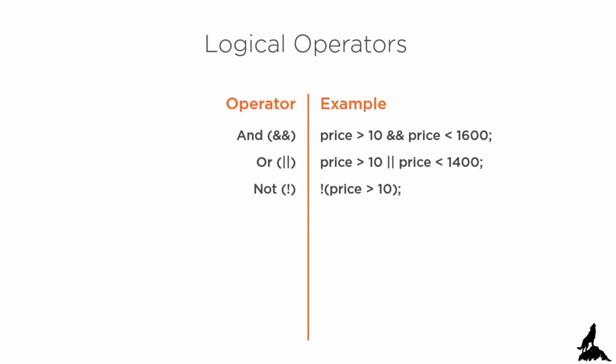We also have the NOT operator, which is an exclamation point. So this will negate anything. So not and then price greater than 10. So if price was equal to 200, then this would come out to be a false. Let's take a look at our various logical operators in action.